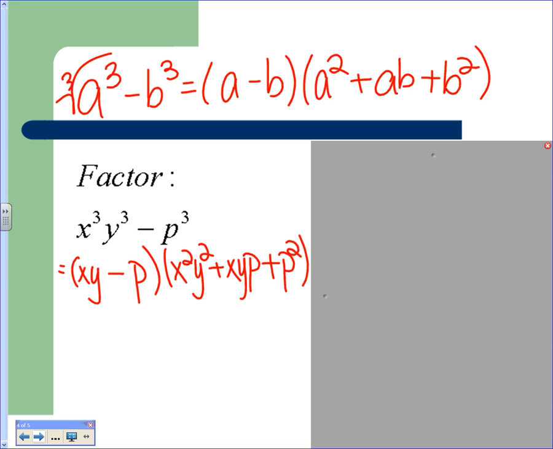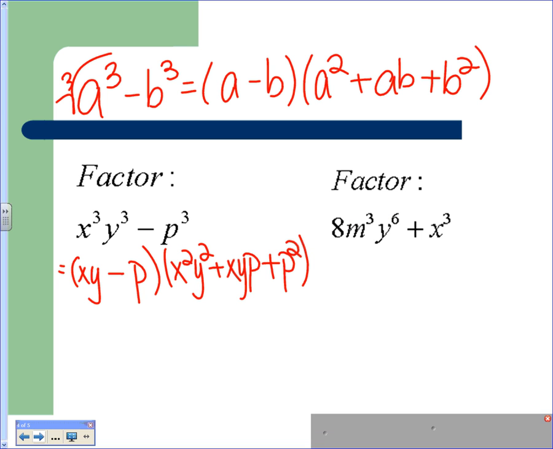Any other questions? Okay. Looking at another one. Are we using the same formula? Why not? Not the exact same formula. Similar.